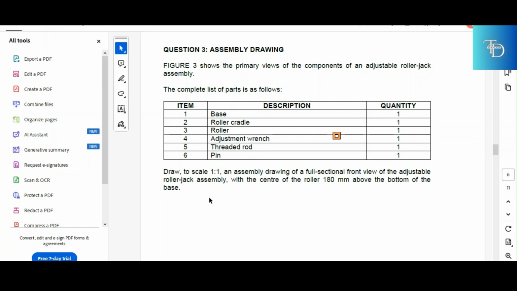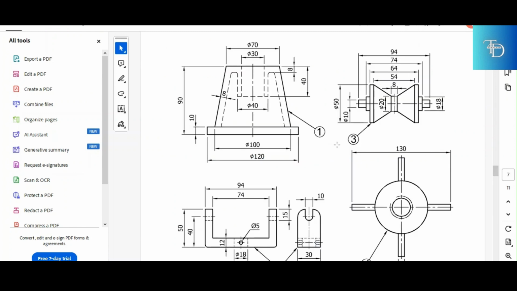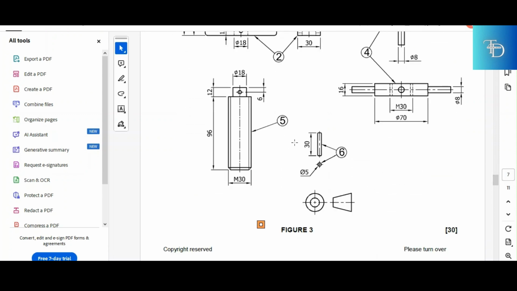Alright, now you are required to draw to scale 1:1 an assembly drawing of a full sectional front view of an adjustable roller jack assembly with the center of a roller 180 millimeters above the bottom of the base. Let's go and check out the part. Alright, so now we have the part here along with the dimensions, which is another form of detail to refer to. So now the first thing that you do when you want to tackle an assembly drawing is you have a part 1 there, you have a part 2, 3, 4, and then you have 5 and 6.